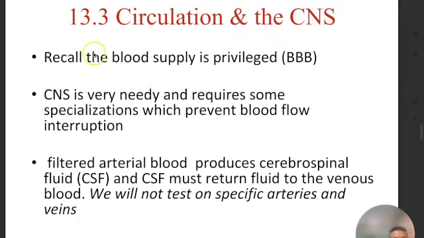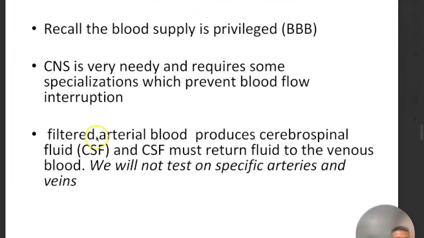Circulation and the CNS. Recall the blood supply is privileged. Blood-brain barrier. Not everything can enter the brain. That's why there's a very specific barrier, very tight. Not a lot of things can get through. The CNS is very needy. It requires some specialization, which prevents blood flow from interruption. It's got filters. It's got fluid, cerebrospinal fluid, which must return to the venous blood.